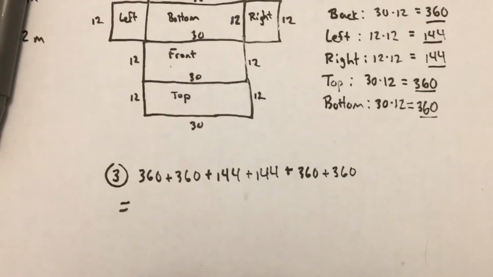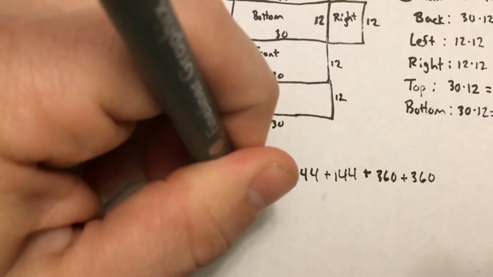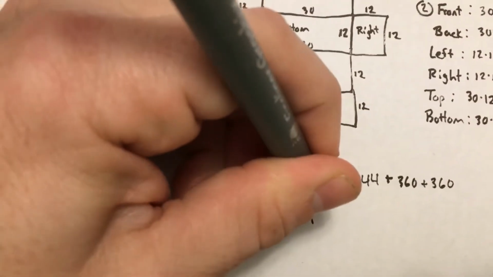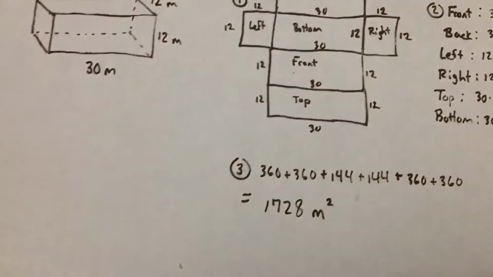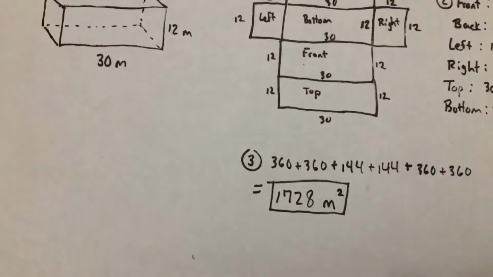When you add that all up and work it out, you should get a grand total of 1,728. And our unit of measurement, since the surface area would be a square unit of measurement, so we would write it as 1,728 square meters.